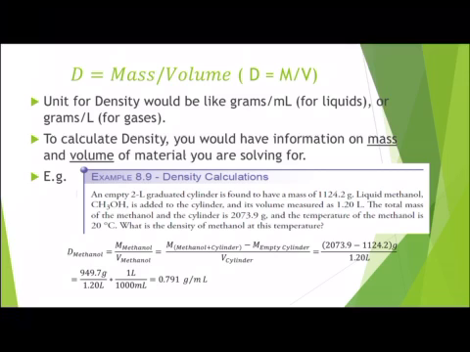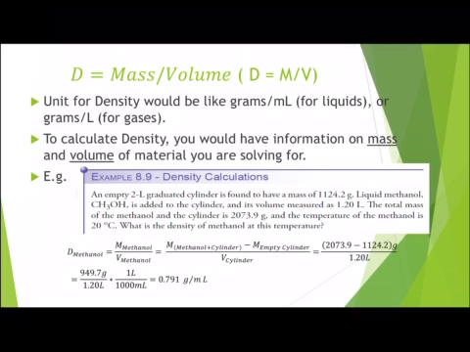Things that you need to watch out for. Number one, unit. The unit for density is mass unit over volume unit. And the two common ones are, for liquid, grams per milliliter. When it's for gases, usually it's grams per liter. The reason is gas molecules are more diffused.